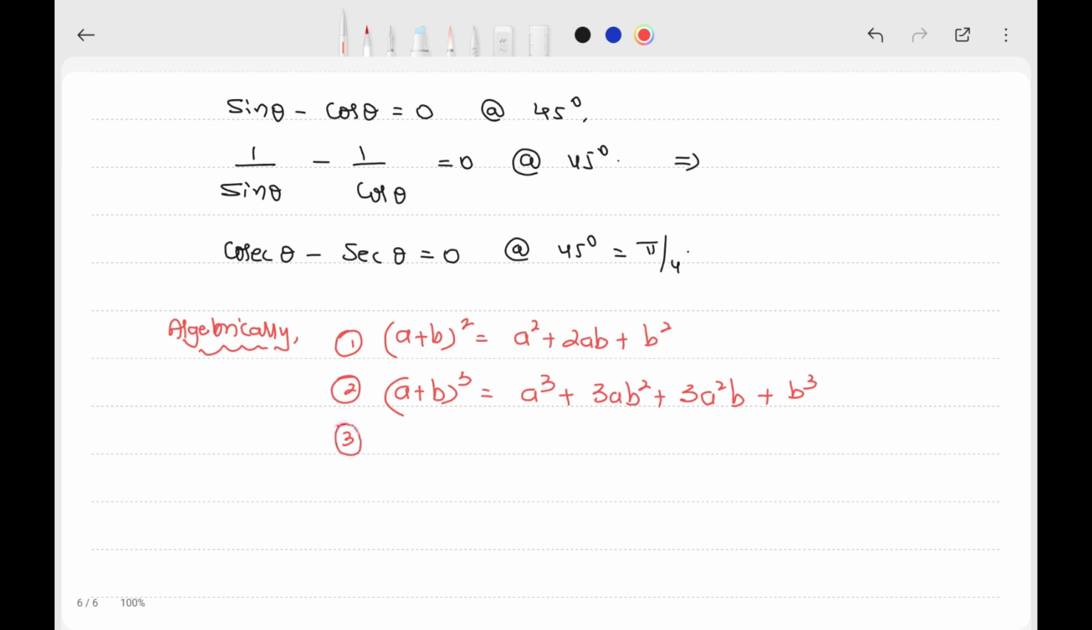Third, please remember this. (a - b) whole square is equal to a square minus 2ab plus b square. (a - b) whole cube is a cube plus 3ab square minus 3a square b minus b cube.